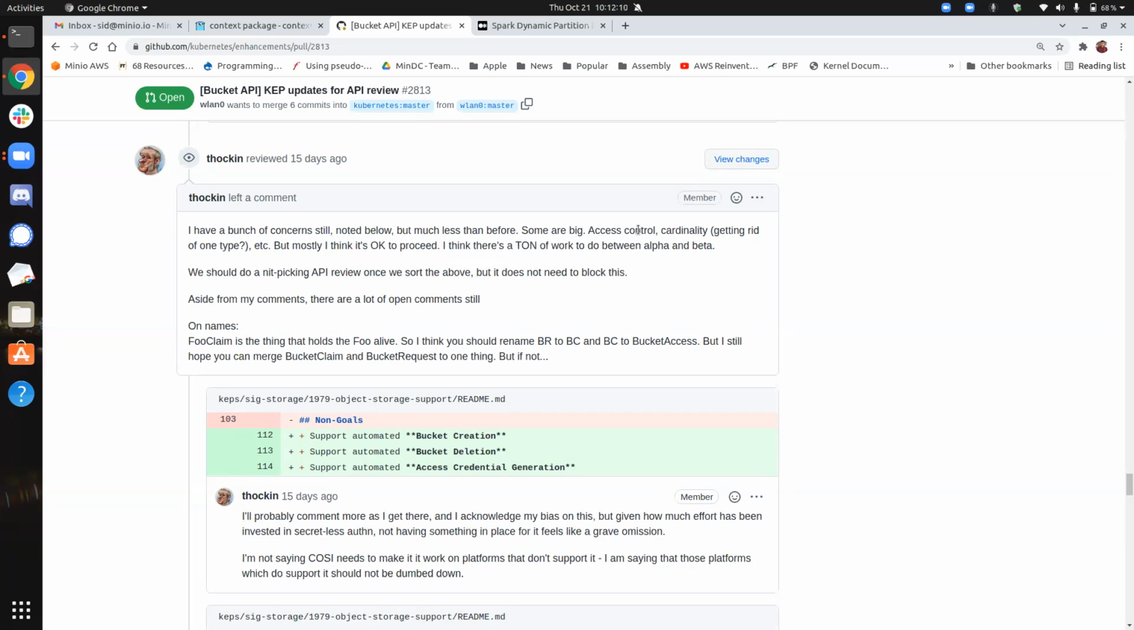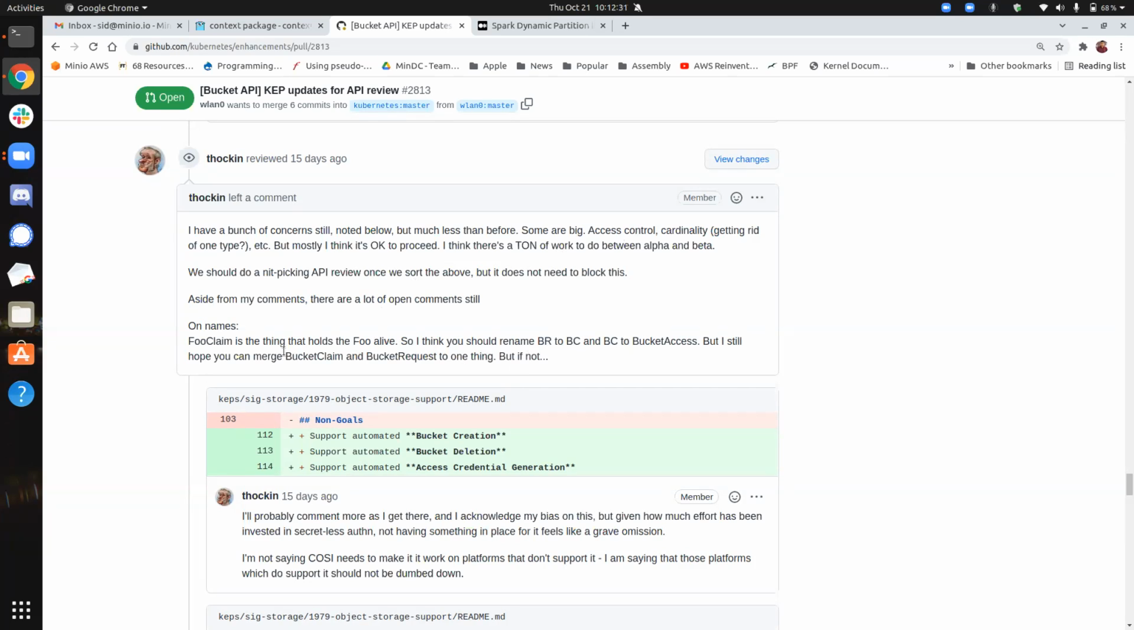Sid, can you clarify? Is he wanting to collapse now the bucket request and the bucket access too, or just, like, when would credentials get minted? Yeah, I don't think it makes sense either. I think we should make that clear.